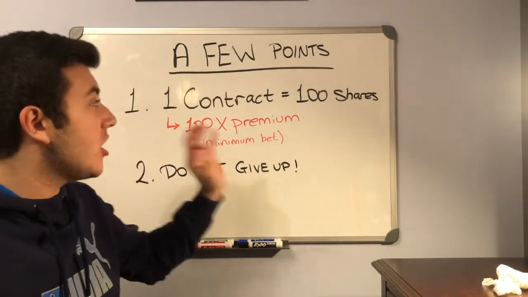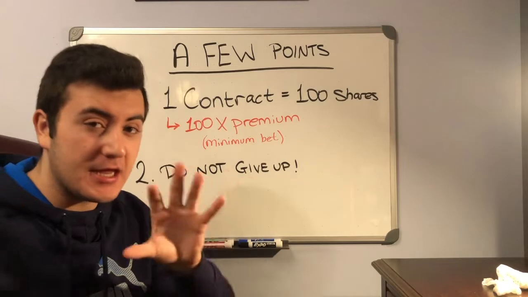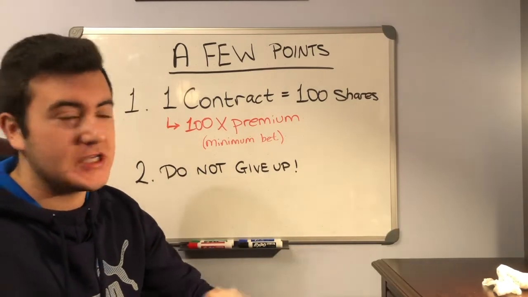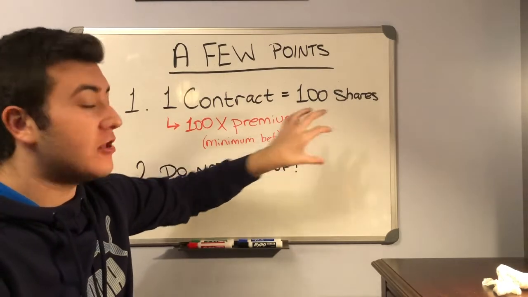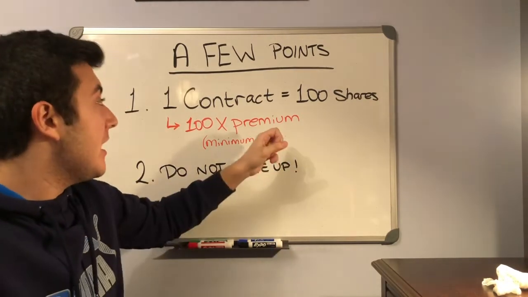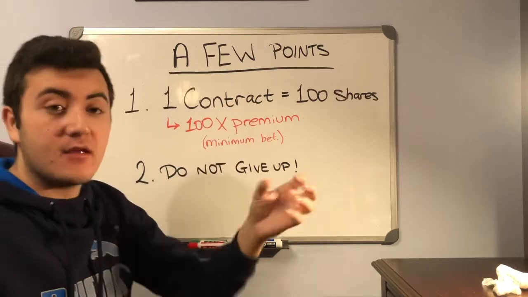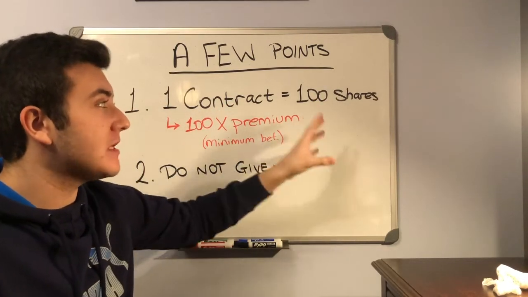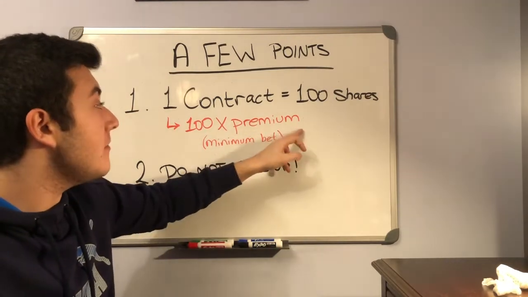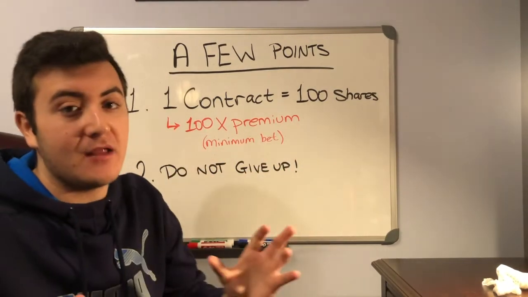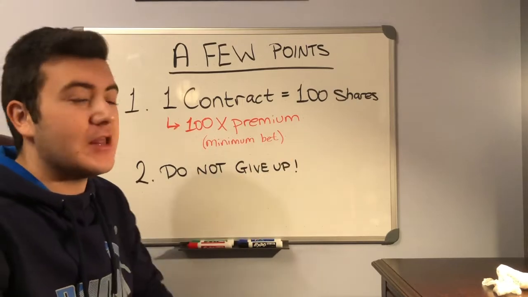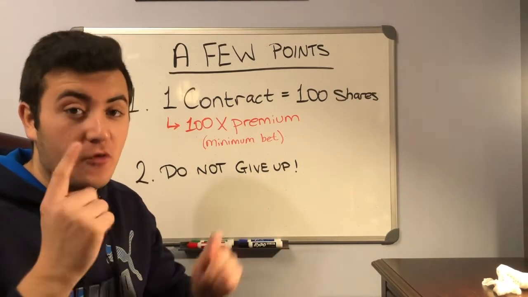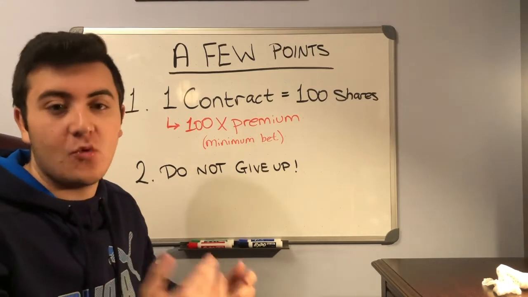Number one, a contract equals 100 shares. So I didn't explain this in the previous examples because I didn't want to confuse you guys. But if you do understand the previous examples, basically every options contract you buy represents 100 shares. So basically what you have to do is multiply the premium by 100. That's the minimum bet. So let's say the premium for the examples was $2. You're going to have to multiply that by 100, and that's for one contract. Okay, you can't buy less than one contract.